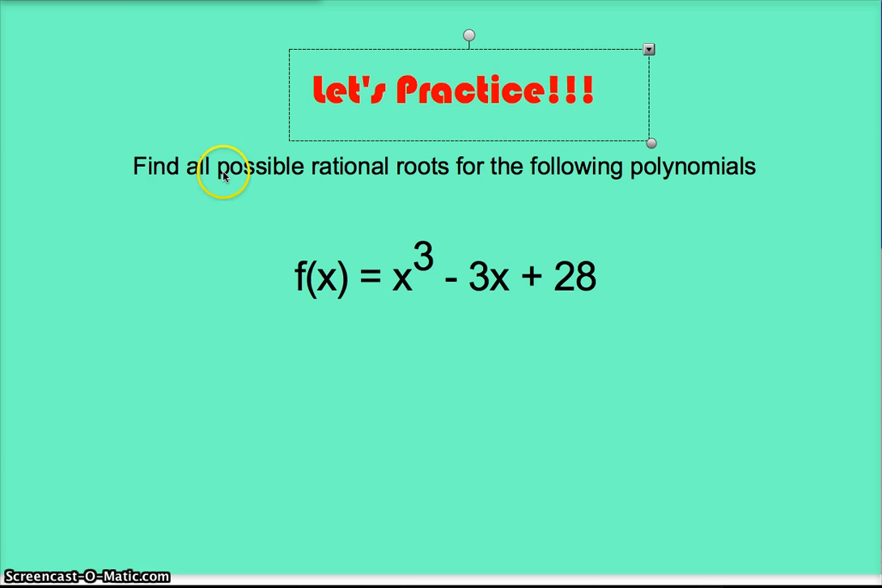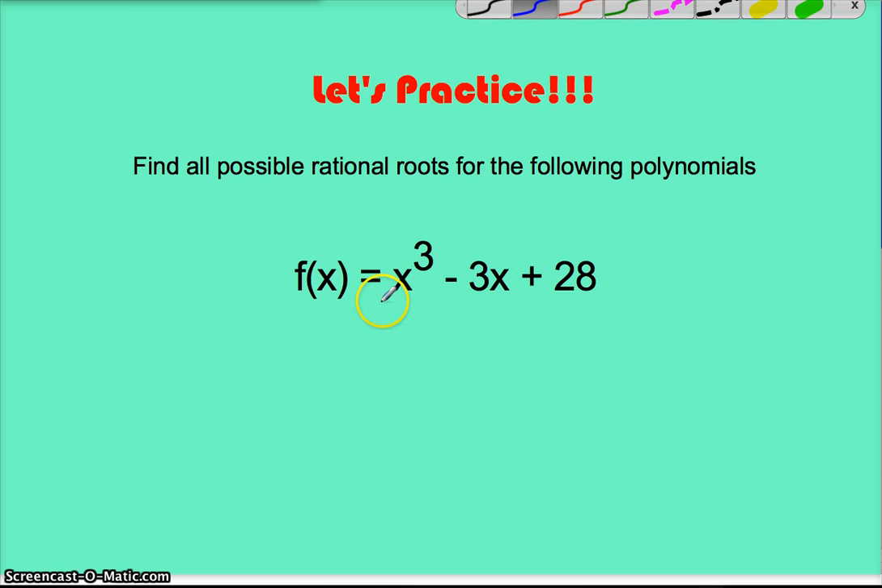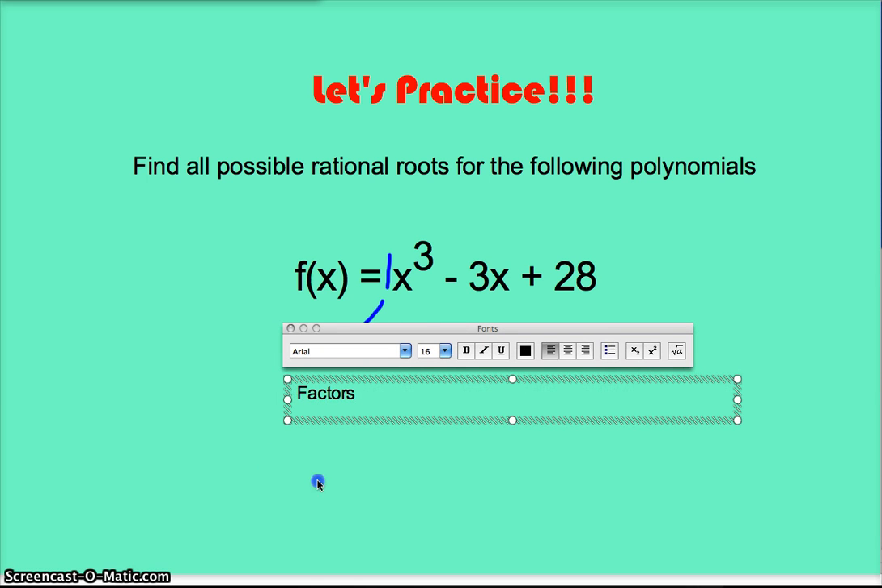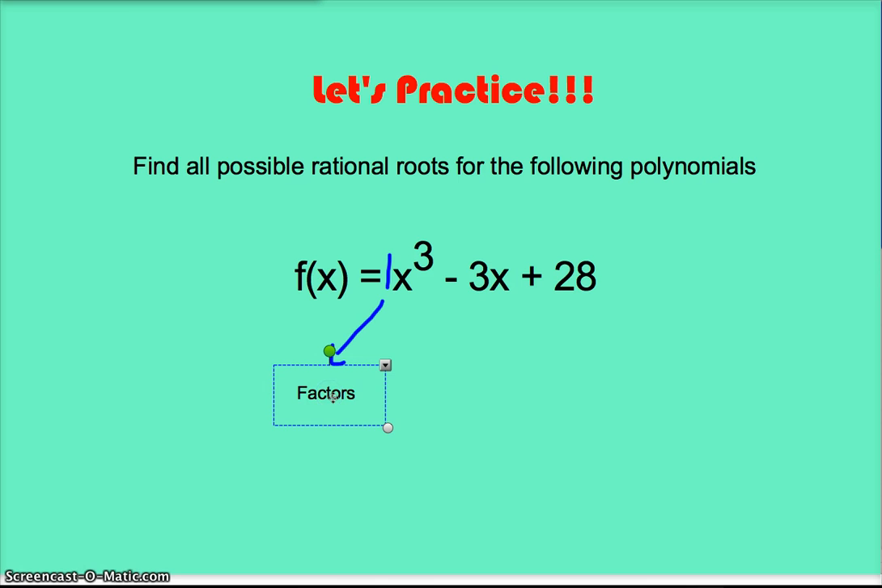All right, it says, find all possible rational roots for the following polynomials. Let's do what we did before. I want to look at the leading coefficient. Remember, if there's nothing there, it's just going to be 1. So let's find the factors. I'm going to copy and paste that over here, because we're also going to find the factors of 28.